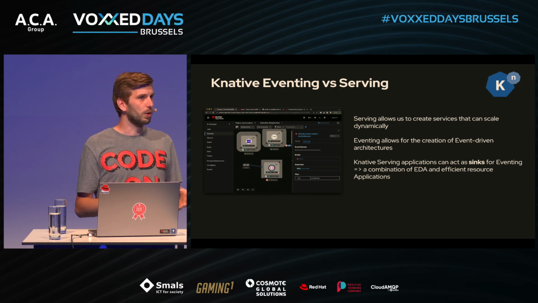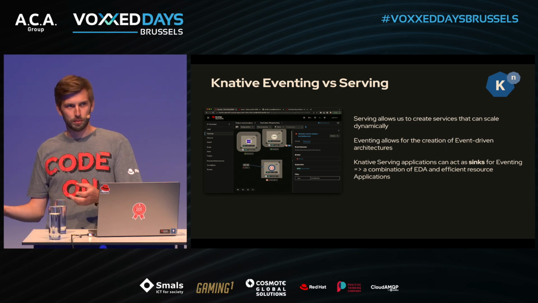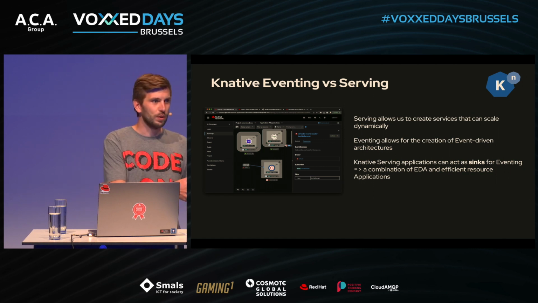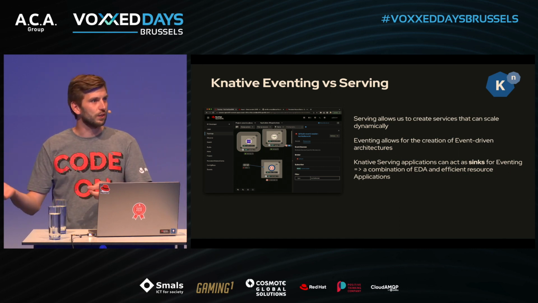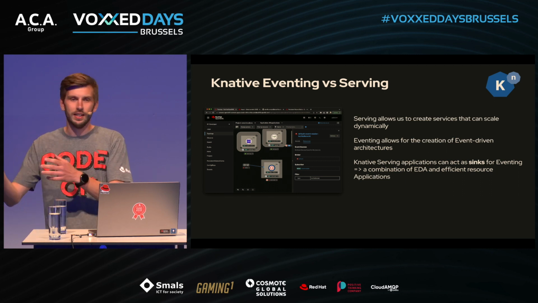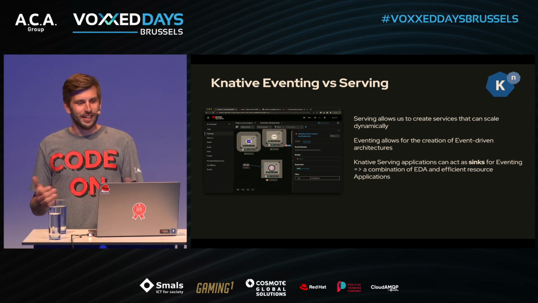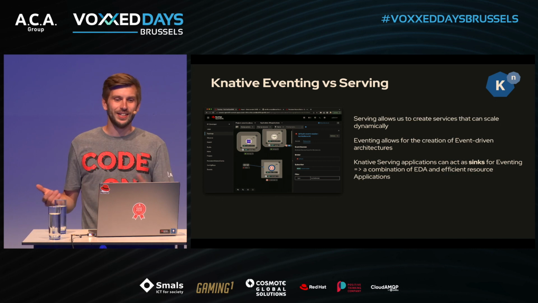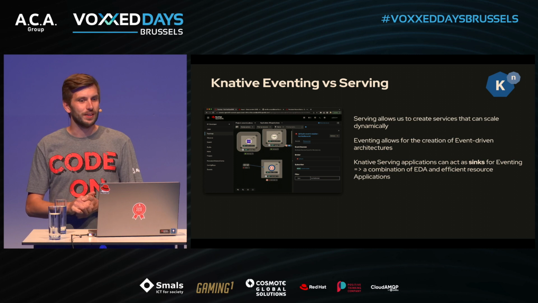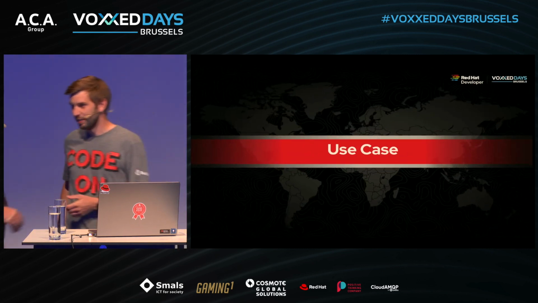You can have this event broker that just gets events from a Kubernetes deployment and sends them to another Kubernetes deployment. But you can also combine them together. So a broker would, for example, send events to a Knative service that scales down to 0. Once that event comes in, it scales up, handles that event, and then scales down again. And then you get a combination of an event-driven architecture and an efficient resource consumption. And with that, I will give the word to Maarten.